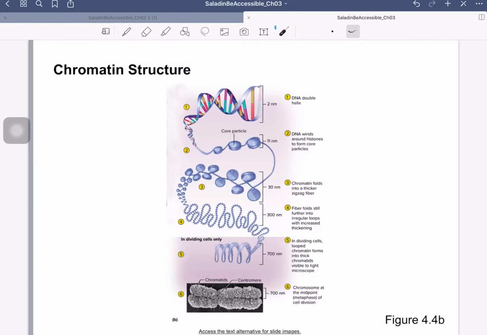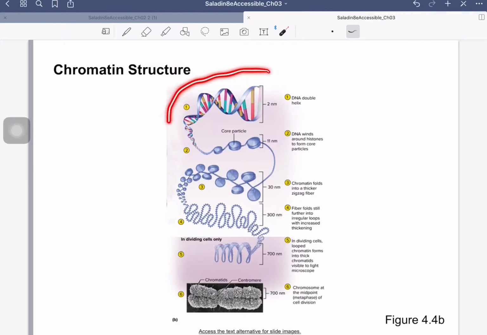So let's have a look. When we're looking at DNA like this, what are we looking at? We're looking at the sugar phosphate backbones. That's the sugar phosphate backbone right there. And then we're looking at the nitrogenous bases, so the A's, the T's, the C's, and the G's.